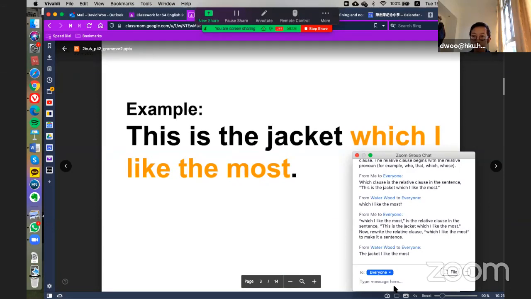Nope, it's not this. That's not a sentence, Benson. You're close, but it's not a sentence. Do you see the jacket I like the most? A sentence has a subject and a verb. It begins with a capital letter and a full stop. What you wrote is not a sentence. If it is, what is the subject?